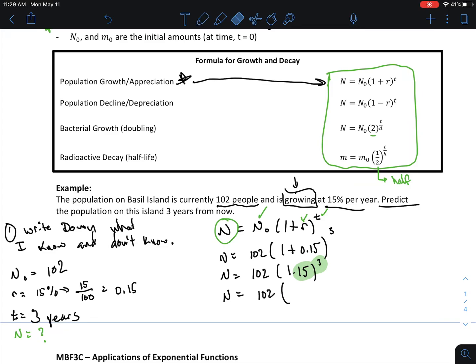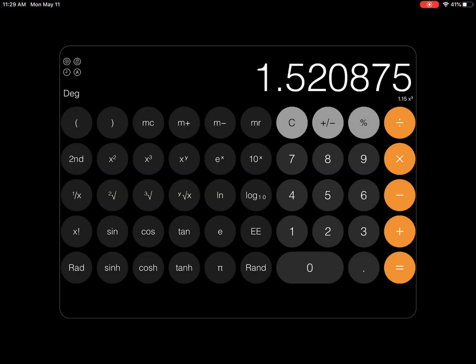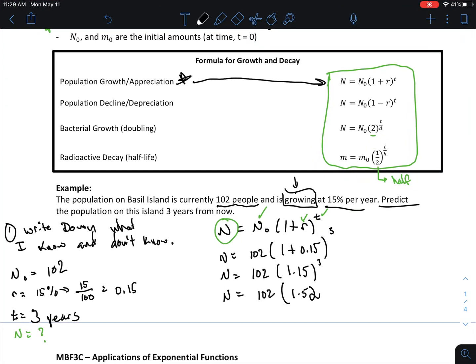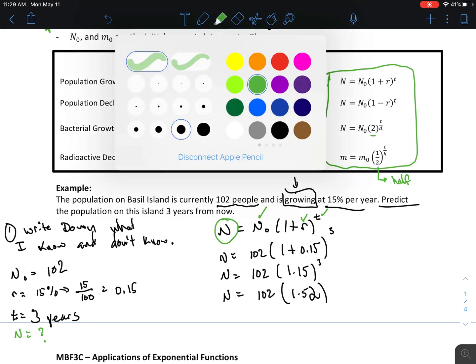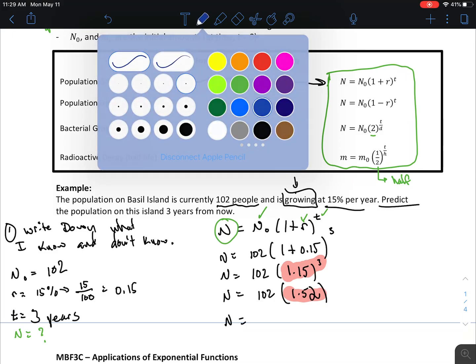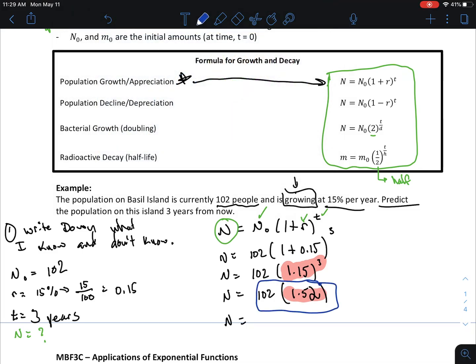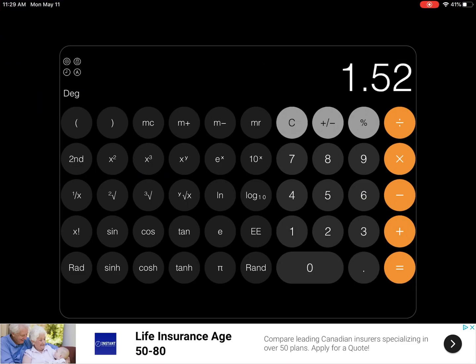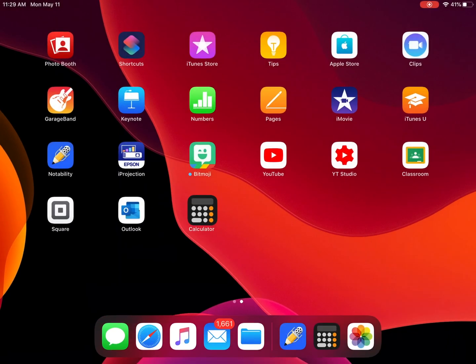If you have an iPhone, you'll have that button, right? So that's the number. So it's going to be N is equal to 102 multiplied by, okay, 1.52. Okay, now I'm going to show you, just so everybody's not confused, okay? This math that you did right here is this number. Okay, now the last step here to figure out what the new population is going to be after 3 years is to actually do the math on this.